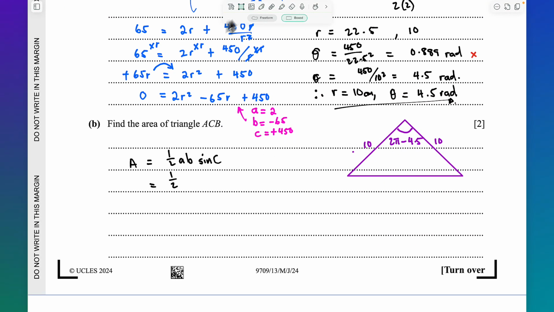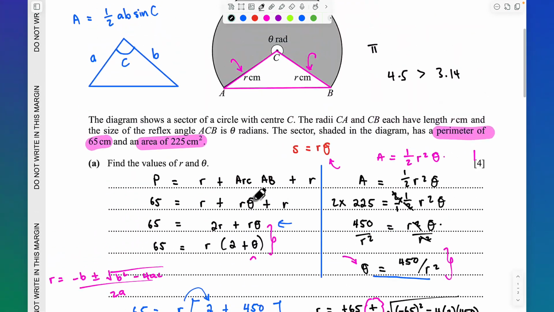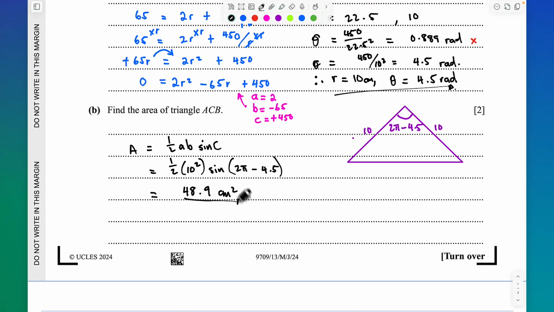The two lines are going to be 10 and 10, right? So that's half of 10 times 10, which is 10 squared. And then sine of C, which is 2 pi minus 4.5 radians. Again, make sure that your calculator's in radians before we enter this. So that's going to be half of 10 squared, which is 100 over 2, which is 50, multiplied by sine of, let's put brackets there, 2 pi minus 4.5. So the area is 48.9 centimeters squared. This is in centimeters, right? Centimeters, yeah. Okay, centimeters squared, perfect.